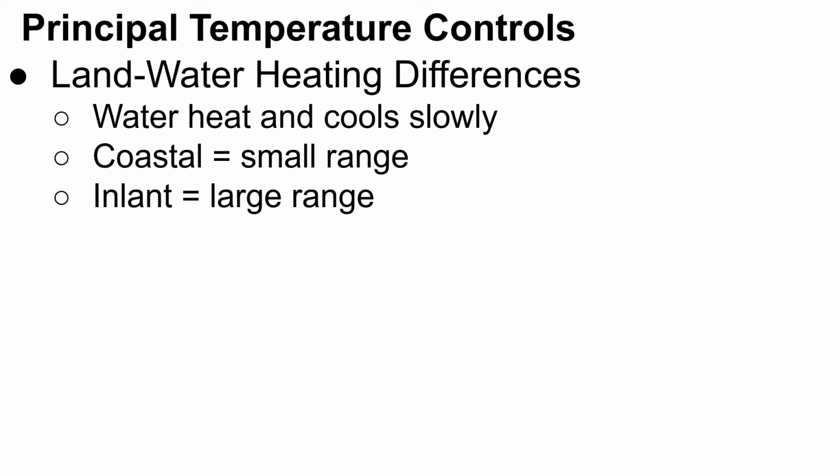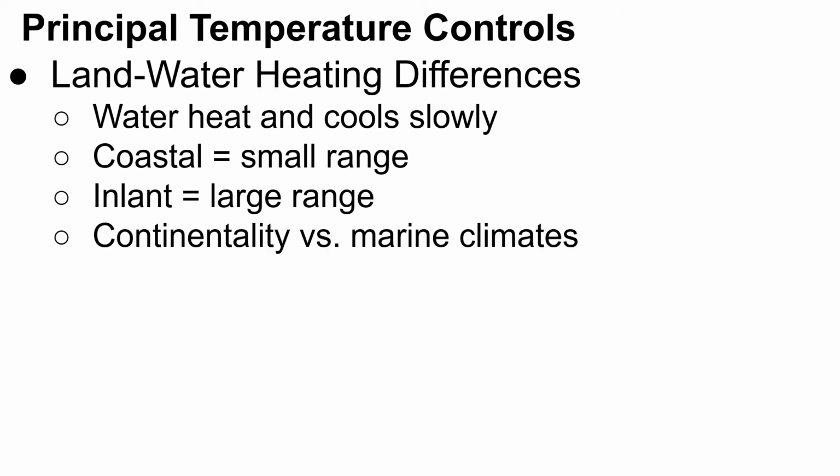Places by the coast have small temperature ranges. Places inland have high temperature ranges. And we call this continentality. The farther inland you are, inland locations are continental locations. Continentality refers to the property of being inland. Marine climates or maritime climates are on the coast. Coastal climates we call marine or maritime climates. Inland climates are continental climates.